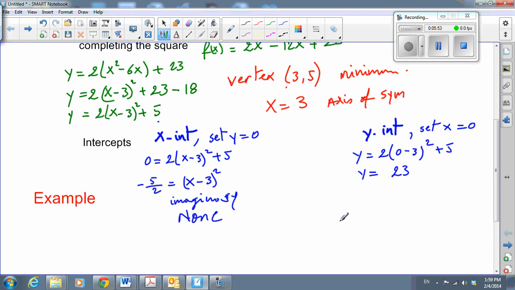If I want to graph this, this is how it looks. I will start by graphing the vertex, and the vertex is at 3, 5. So 1, 2, 3. 1, 2, 3, 4, 5. Here's my vertex, and I know it opens up, and I know that my y-intercept is at 23. So I assume this point is 23, and you will go to the point 23 on y.